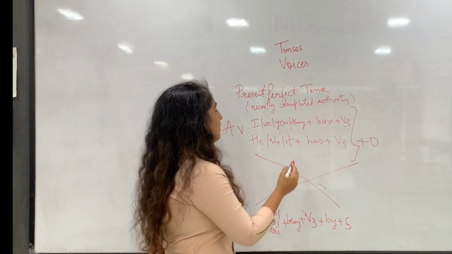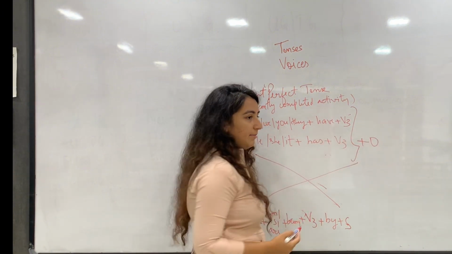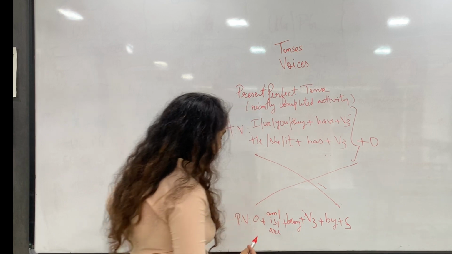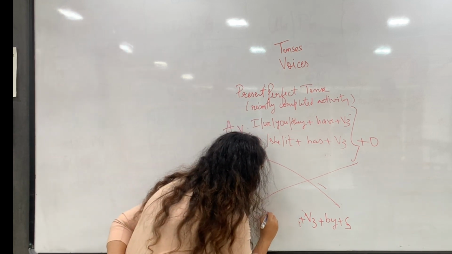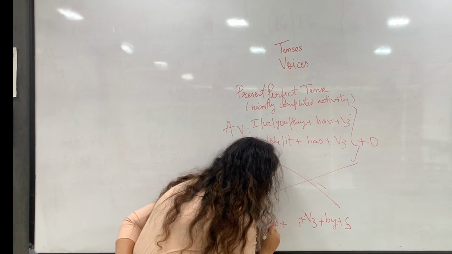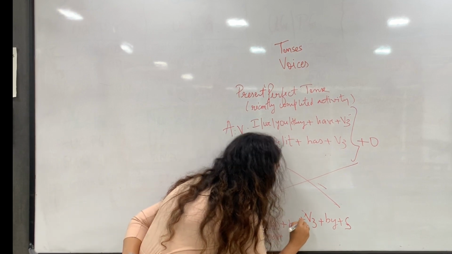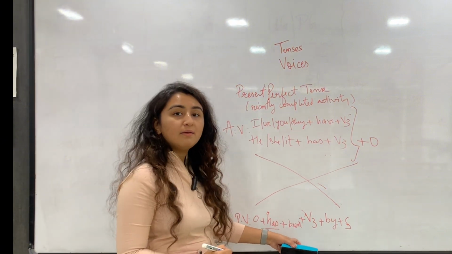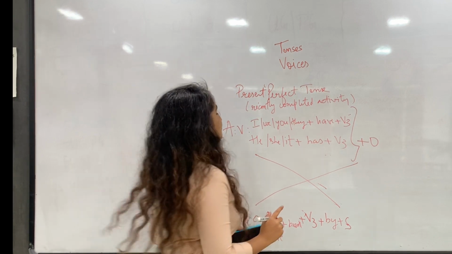For example, I have given IELTS examination. So IELTS examination has been given by me. Cross.